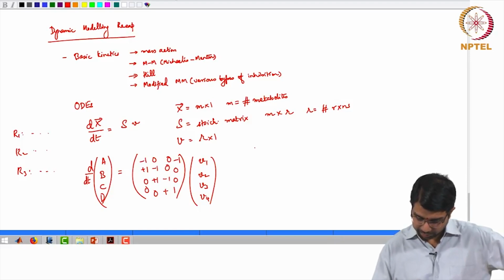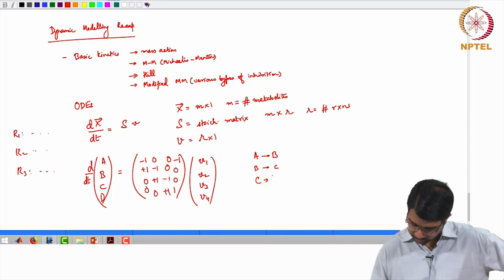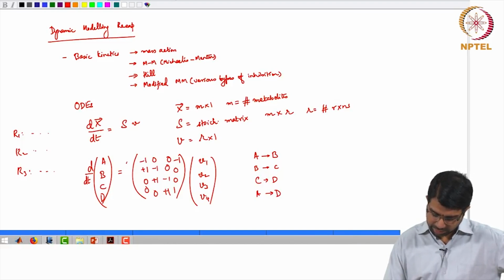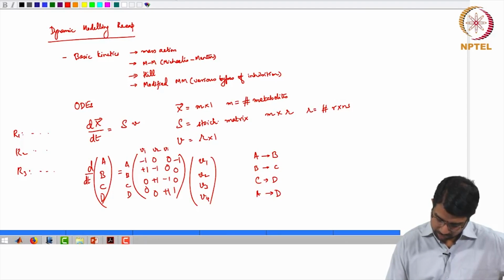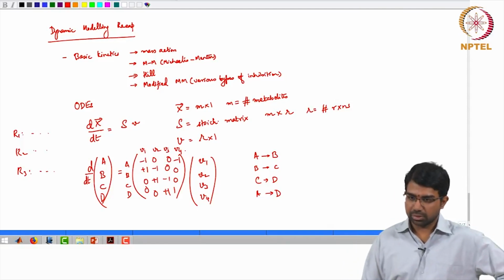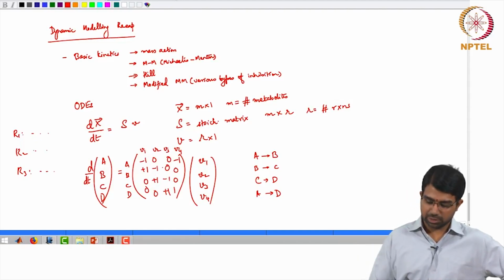So, what are my reactions if I were to reconstruct from here? A giving B, B giving C, C giving D, and A giving D. Is that clear? It is from this matrix, right. So, this matrix is essentially, you have to think of it as A, B, C, D and V1, V2, V3, V4, where the V's correspond to every given reaction. R1, V1 is the rate of R1, V2 is the rate of R2 and so on.